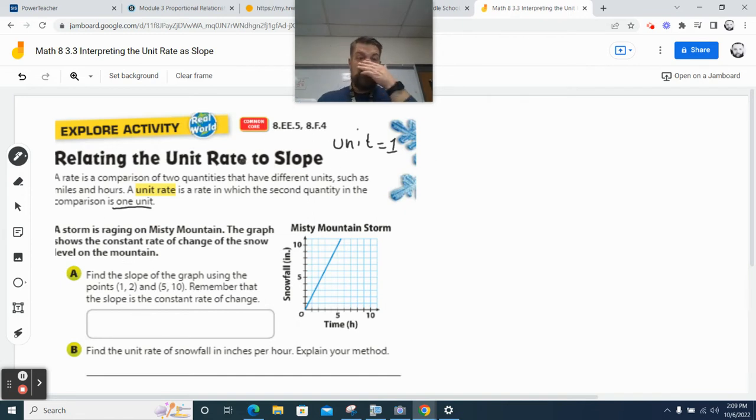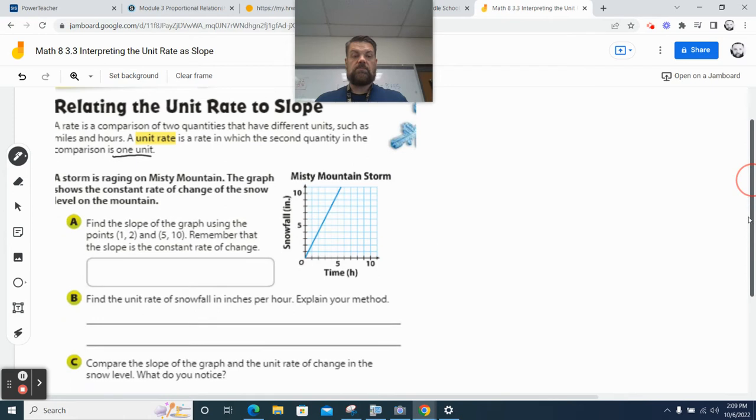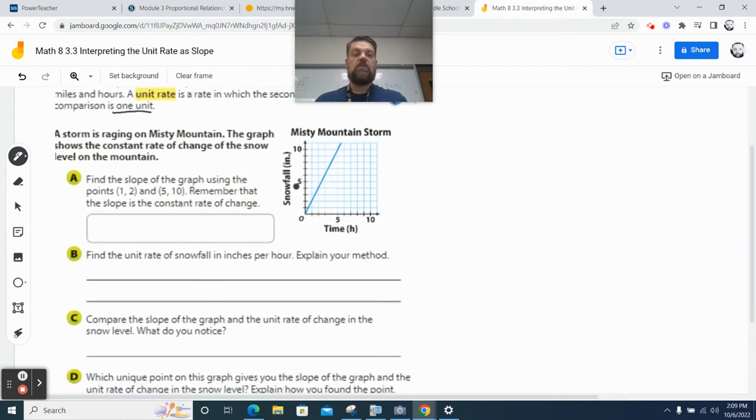So a storm is raging on Misty Mountain. The graph shows the constant rate of snow level on the mountain. Find the slope from the point 1 comma 2. So we go over 1. So this is 1, this is 2, this is 3, this is 4. So 1 comma 2 is this one. You should be writing this down in your book. And 5 comma 10.